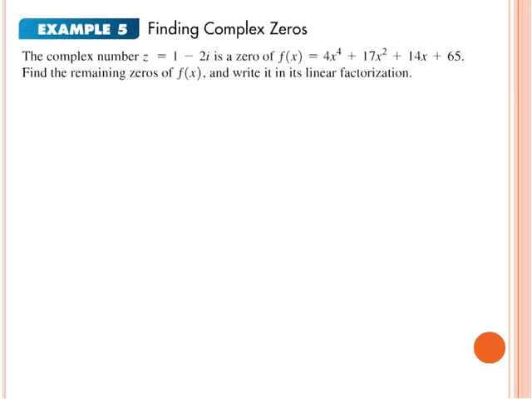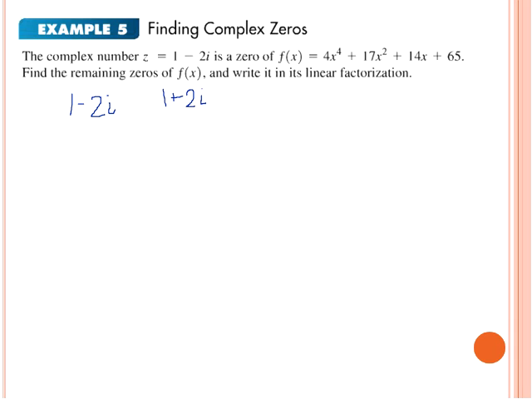All right, here, another example. It says the complex number z equals 1 minus 2i is a zero of that polynomial. Find the remaining zeros and write its linear factorization. They only give you 1 zero to begin with, but we're smart enough and we know that the zero they gave us is complex. So technically complex numbers come in pairs. What's the other zero that we know of that polynomial? 1 plus 2i. Yeah, so 1 minus 2i is a zero, and so is 1 plus 2i.